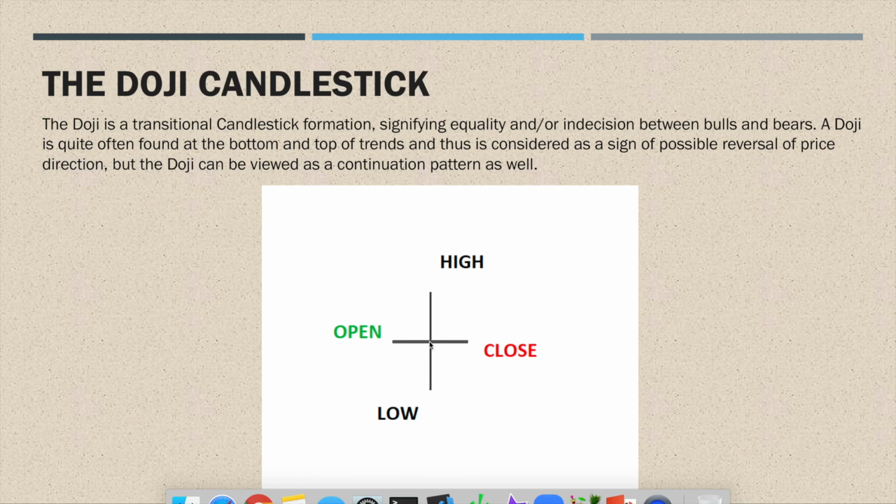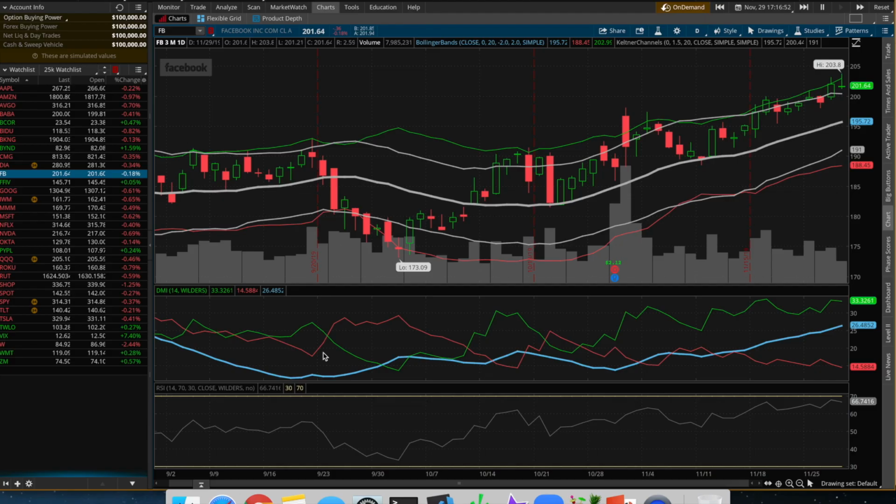So you'll notice that the sellers and buyers, nobody's in control here. It's kind of compressed. So these patterns will show up at the points where usually reversals happen. So I just pulled up this chart of Facebook. And one thing about dojis is, although they show possible signs of reversal, you have to pay attention to when the doji is appearing and you have to combine them with your other indicators.